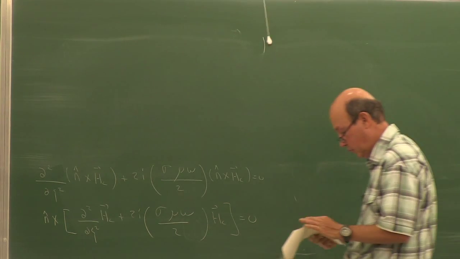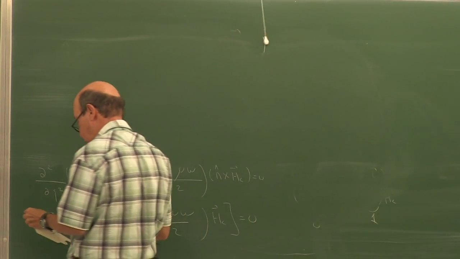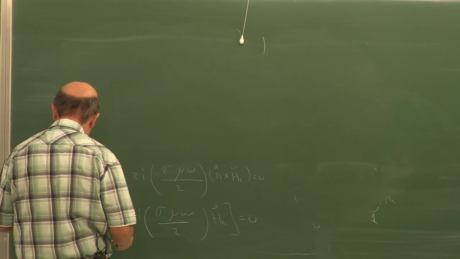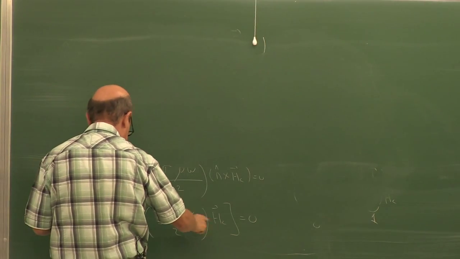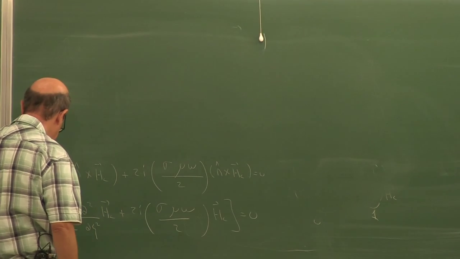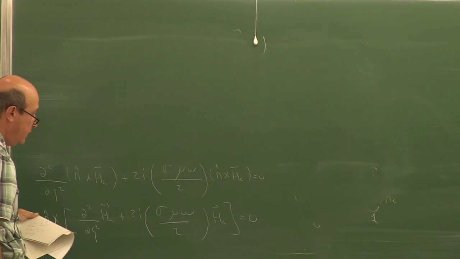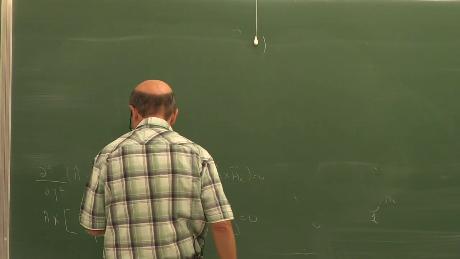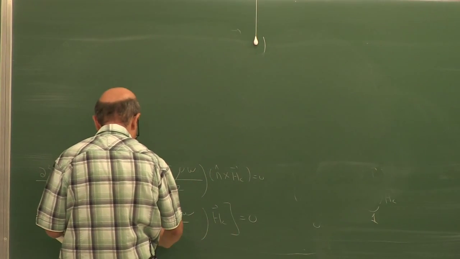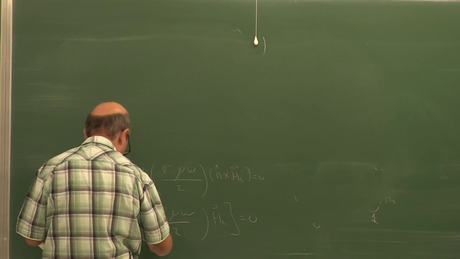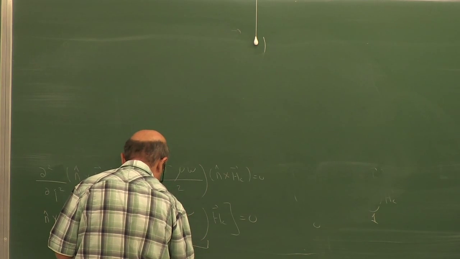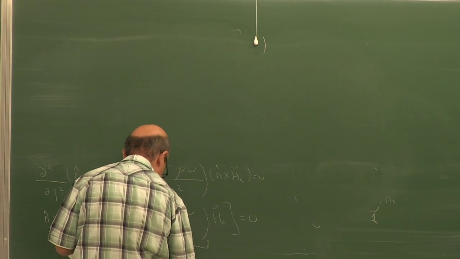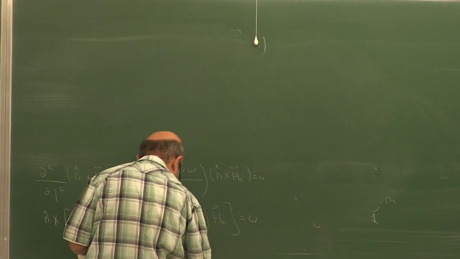And write the solution. So the solution is in the following form. So this quantity in the parentheses is called the skin depth. You may see it in chapter 5, in the first part of the course, so that is called 1 over delta, and that is the skin depth.